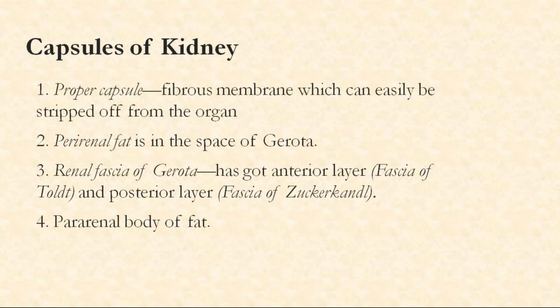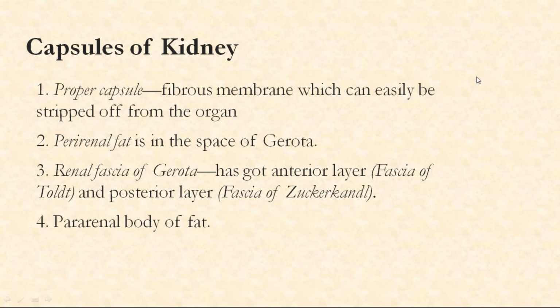So this fascia of Gerota, how will it be present? Remember, if this is a kidney, this is the anterior lamina, and this is the posterior lamina of the fascia of Gerota. This anterior lamina is also called the fascia of Toldt. This posterior lamina is also called the fascia of Zuckerkandl. This anterior lamina comes like this. This posterior lamina surrounds the kidney like this, and it is open inferiorly. So very, very important, Gerota's fascia is open inferiorly like this.